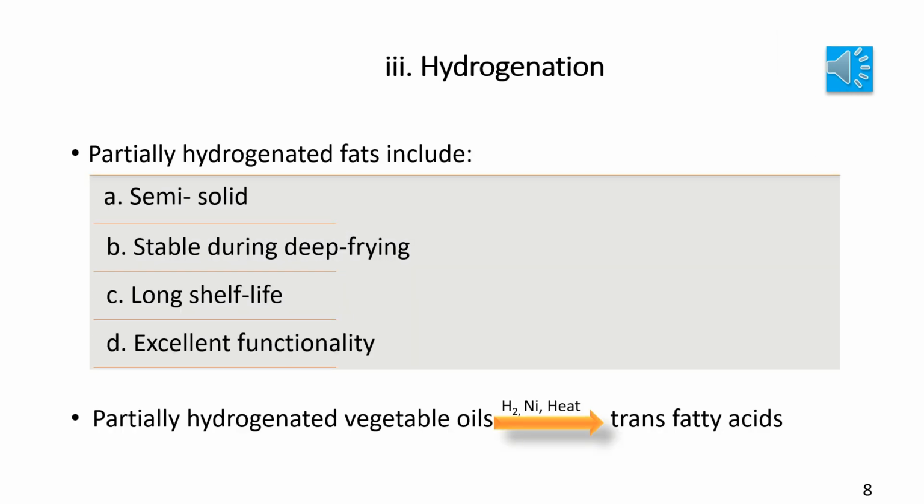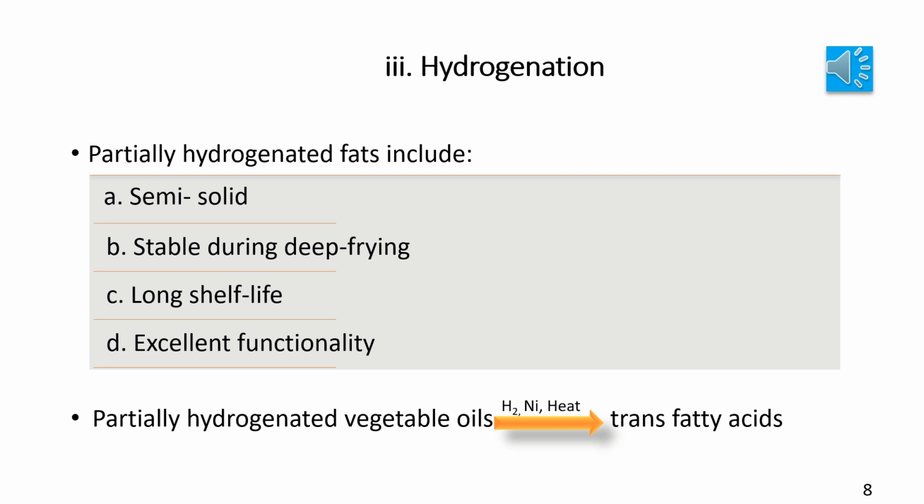Third step is hydrogenation. In this process, we partially hydrogenate the fats that include a semi-solid. Semi-solid is a substance which lies between solid and liquid, and it is highly viscous. You can take mayonnaise as an example of a semi-solid.